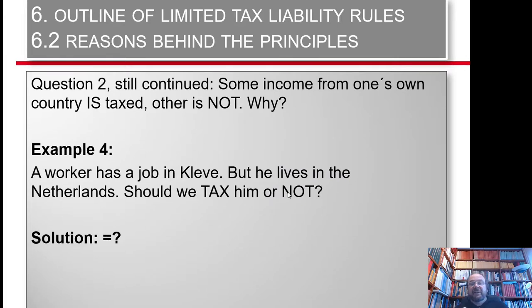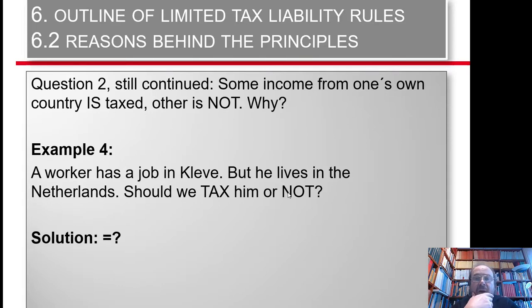Okay. Well, let's go on, or let's go back to our question. Within the limited tax liability, some income from the inland is taxed, some other is not. Again, let's think about the why. Example number 4 confronts us with a new constellation, now from employment income. A worker has a job in Kleve again in Germany, but he lives in the Netherlands. Okay, that's not so far away from Kleve, so it's understandable that somebody has some job to do at Kleve. Should we tax that worker or not?